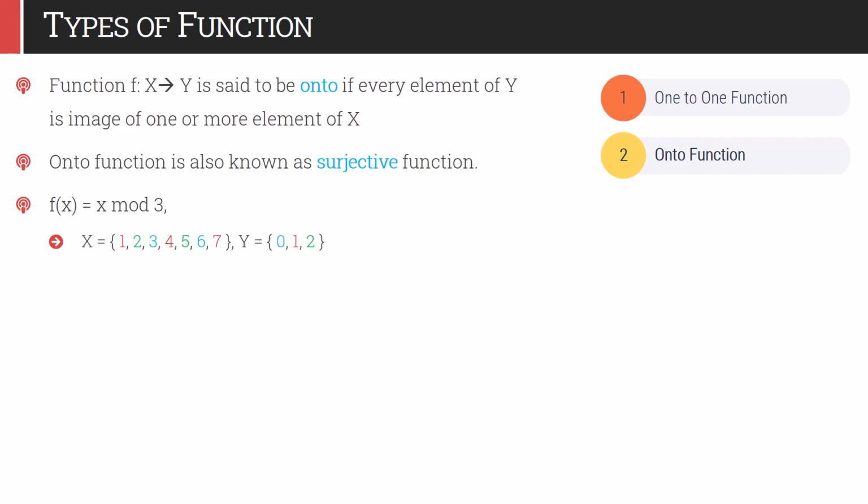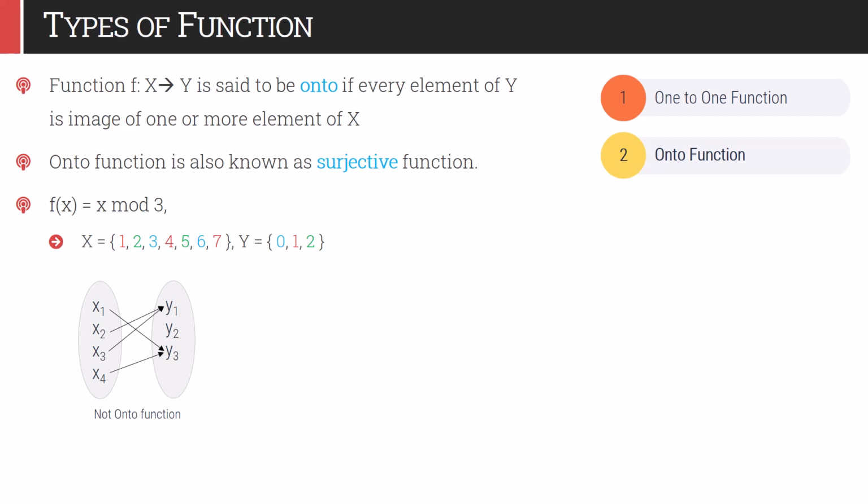So if we plot it, then 1, 4 and 7 are associated with 1 in y, 2 and 5 in x will be associated with 2 in y, and 3 and 6 in x would be associated with 0 in y. So every element of y is associated with some element in x. Now that associativity could be multiple, no problem, but all the elements of y must be connected.